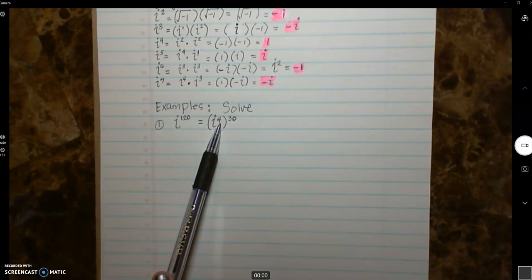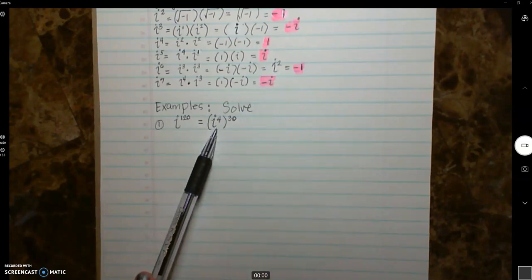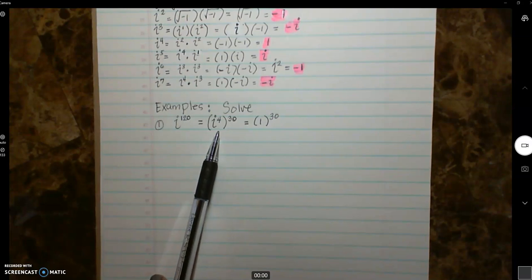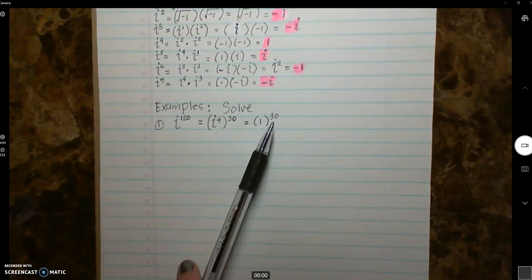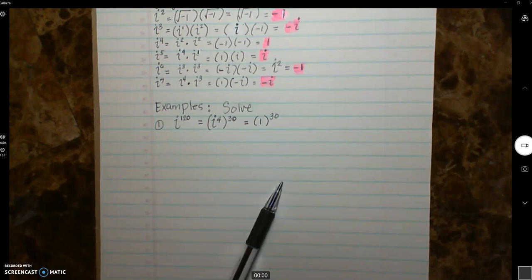Why did I choose 4? That is a special number that is just equal to 1, and so that is going to really help me a lot. So now look how simple that is. That is i to the 4th, which is just a 1, to the power of 30. I want you to think about this. If I have 1 times 1 times 1 times 1, 30 times, what's the answer? Very good. So the answer here is just a 1.